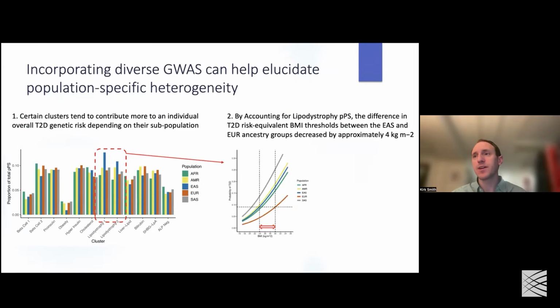Now, in addition to studying how the clusters behave across tissues, we can also look at how they differ across populations. In these figures from our 2024 paper, on the left, we see the proportion of total T2D risk coming from each cluster broken down by population. For example, we see in East Asians in blue, the two lipodystrophy clusters account for a notably larger fraction of total PPS than Europeans or Africans.